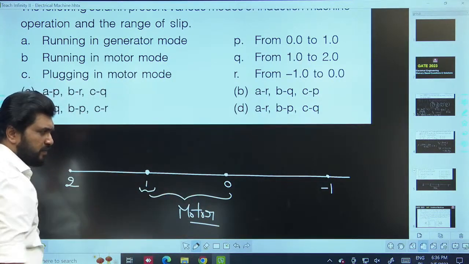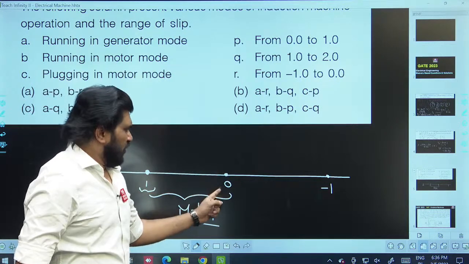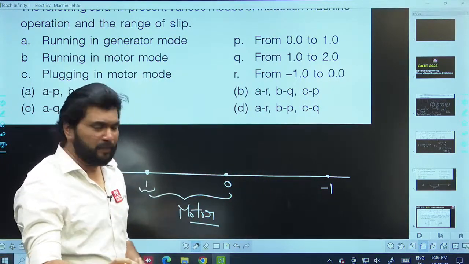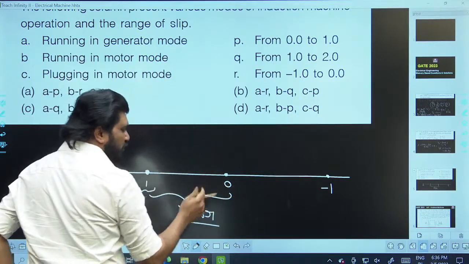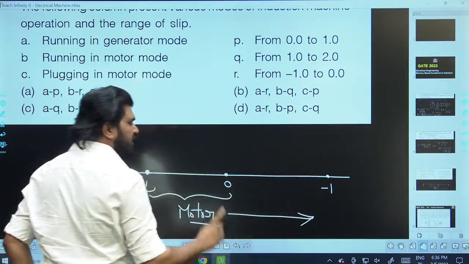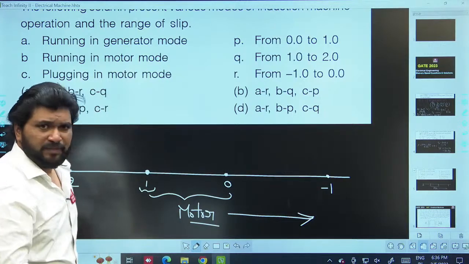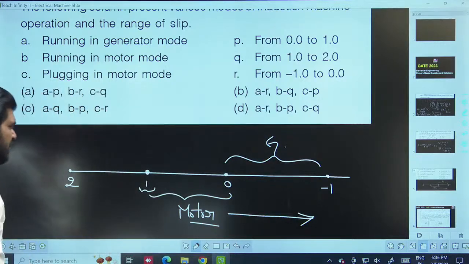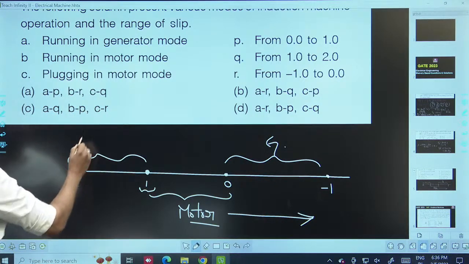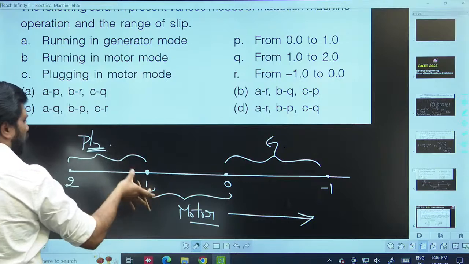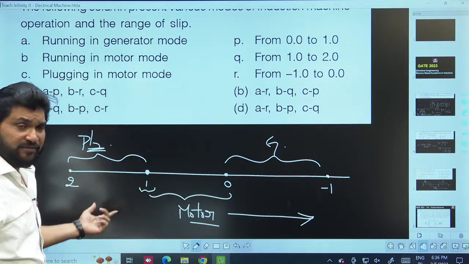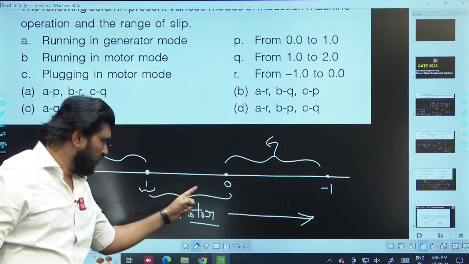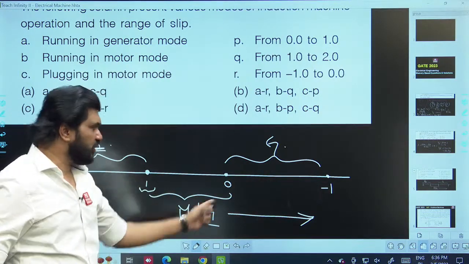Slip 0 to 1. A motor by itself can't cross NS, you know that. If you connect a prime mover and increase the speed of the motor more than its synchronous speed, then it's a generating mode with a negative slip. So this is generator. And finally, this is plugging mode. The rotor tends to operate in the opposite direction. Plus sign will come, so greater than 1. So this is plugging 1 to 2, motoring mode 0 to 1, and generating mode negative 0 to -1.